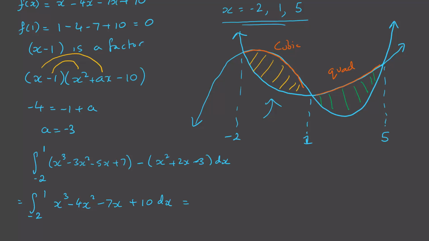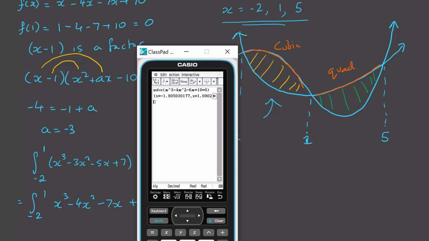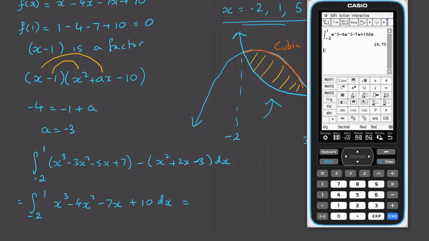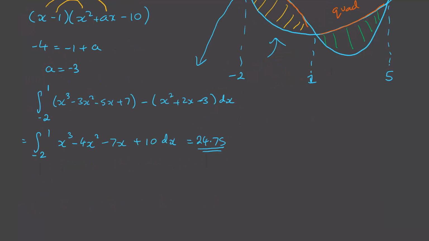Right, as I say, I'm just going to use the calculator to evaluate that. And so I'll just pause while I do that. And we can see that that comes out to 24.75. Now on the other section, the quadratic is the upper function. So we go from 1 to 5. And this time we'll do the x squared plus 2x, take away 3, take away the cubic. And we can certainly go ahead and just do it like that.